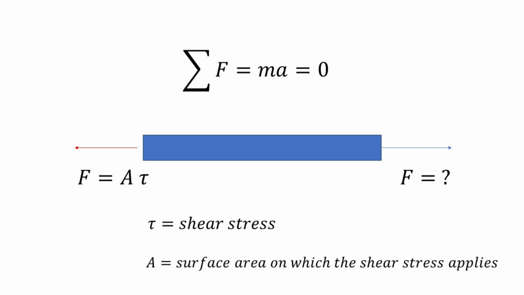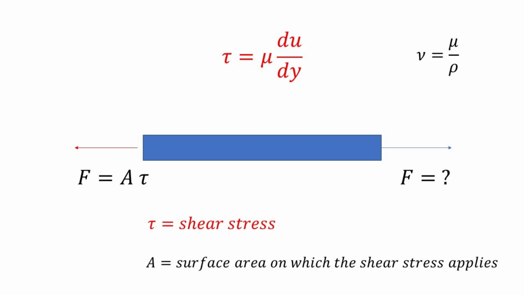If we want to find the unknown external force, we must calculate the drag force. To calculate the drag force, we need to know its shear stress tau, and the surface area on which this shear stress applies. We can easily calculate the surface area because we know the dimensions of this moving plate. So our focus now is how to calculate the shear stress. To calculate the shear stress tau, we will need the viscosity equation.